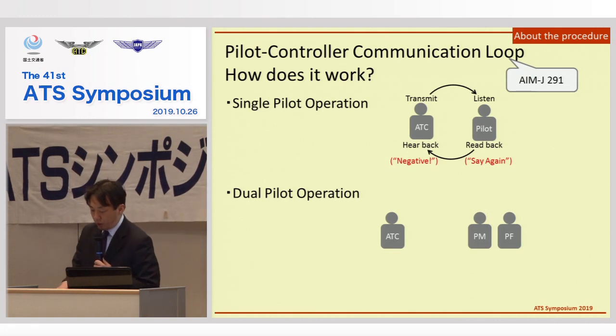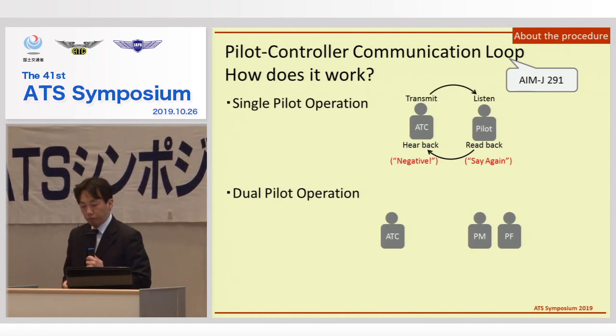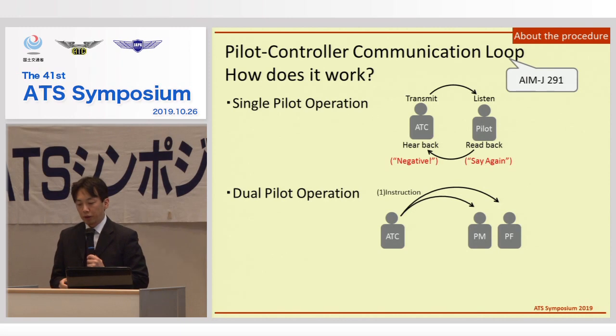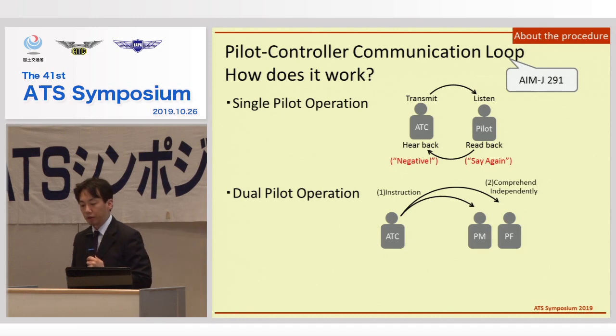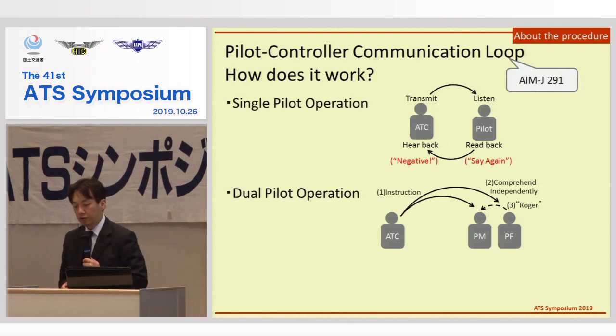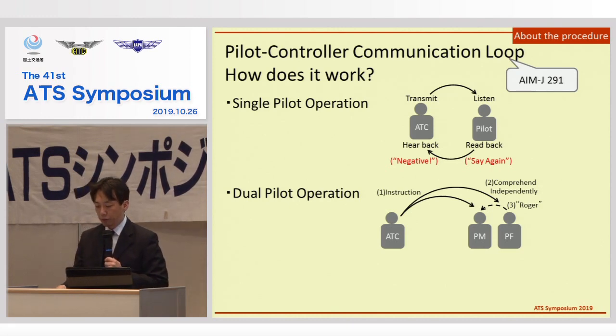For dual pilot operation, two pilots, pilot flying and pilot monitoring, have to comprehend the controller's instruction independently. When the pilot flying clearly understands the instruction, he or she acknowledges by saying "Roger" to the pilot monitoring. If the pilot flying does not understand the instruction, he or she has to order the pilot monitoring to request retransmission of the instruction.